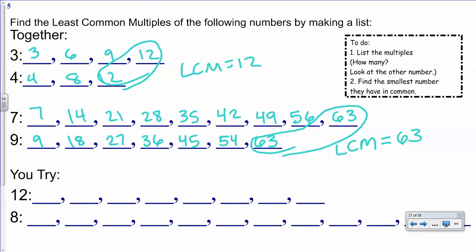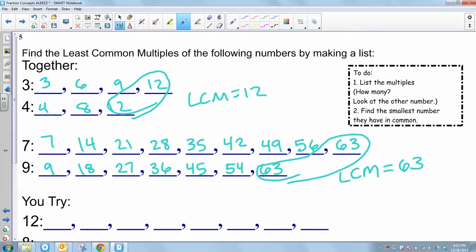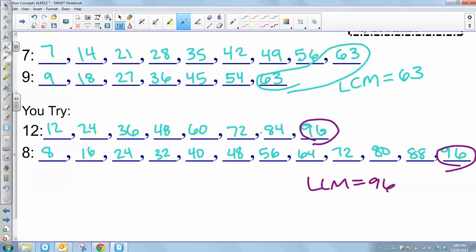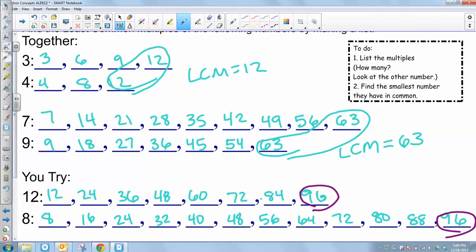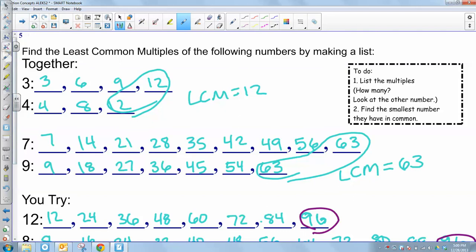Now you're going to do the you try problem, so go ahead and hit pause, and I'll be back with the answer. All right, we should have multiples of 12 written down. You can check those. Multiples of 8 written down. You can check those. We see that our least common multiple, so the smallest multiplication factor that's in common between 8 and 12, is going to be 96. And again, that's if we make a list.